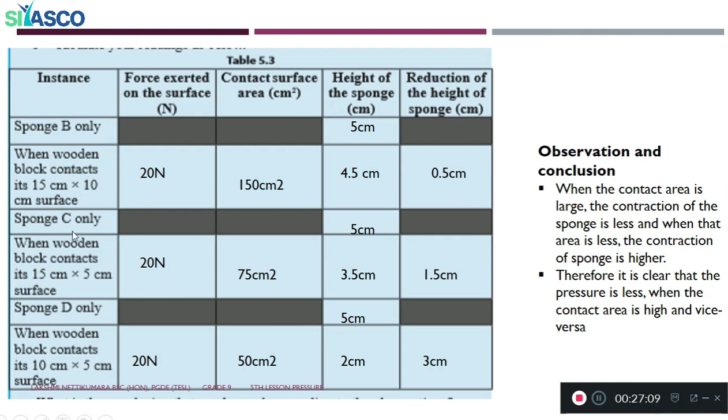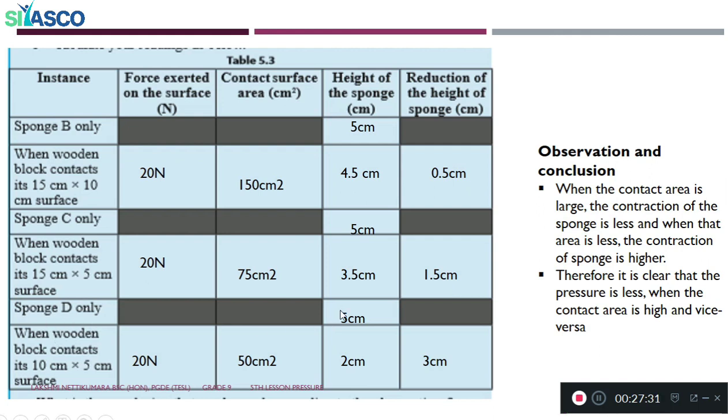Sponge C, again 5 centimeters, and the wooden block weighing the same, 20 Newton. But the area is 15 by 5, 75 square centimeters. The height of the sponge is now 3.5, a reduction of 1.5 centimeters.